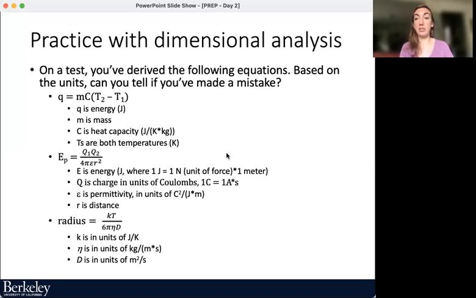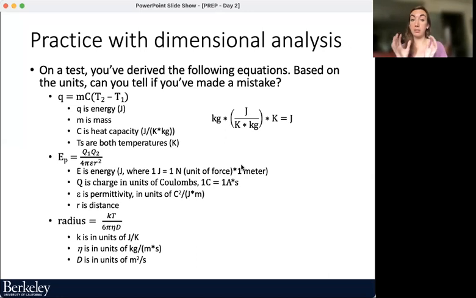And so what I can do is, if this equation's right, then when I combine all the units on the right, I should end up with joules so that my Q can be in units of joules. So I'll show you the answer for this first one, and then I'll have you go into breakout rooms and work on the next two.